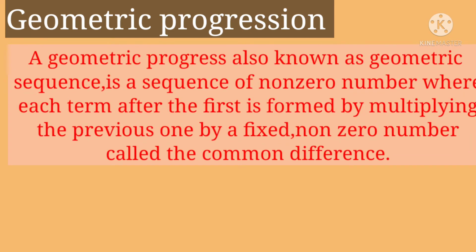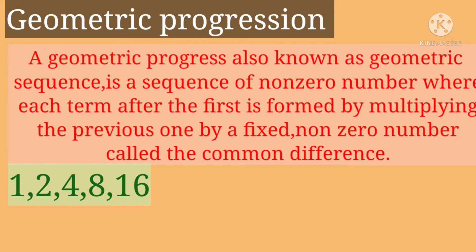A geometric progression, also known as a geometric sequence, is a sequence of non-zero numbers where each term after the first is found by multiplying the previous one by a fixed non-zero number, called the common ratio. Now we'll explain with a suitable example: 1, 2, 4, 8, 16, 32.